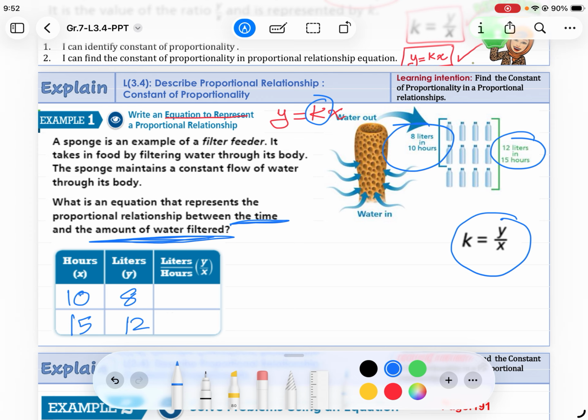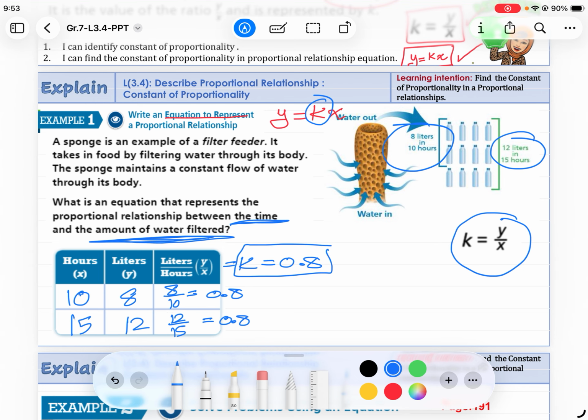That's it. Now, what I'm going to do, I'm going to find my k, my ratio, my constant of proportionality. So how am I going to find it? I'm going to apply the equation y divided by x. So I will divide 8 divided by 10, and here 12 divided by 15. 8 divided by 10 is equal to 0.8, and 12 divided by 15 is also 0.8. Okay, so step number 1, in order for me to write my equation, I should find the value of k. So we can conclude that k is equal to 0.8.